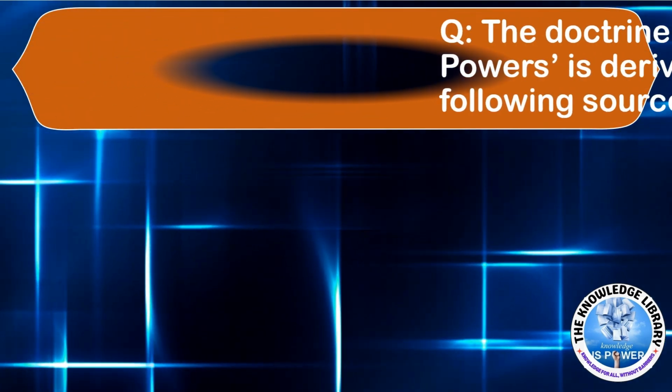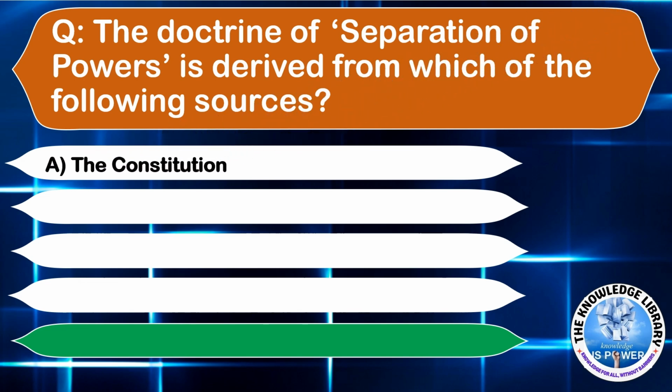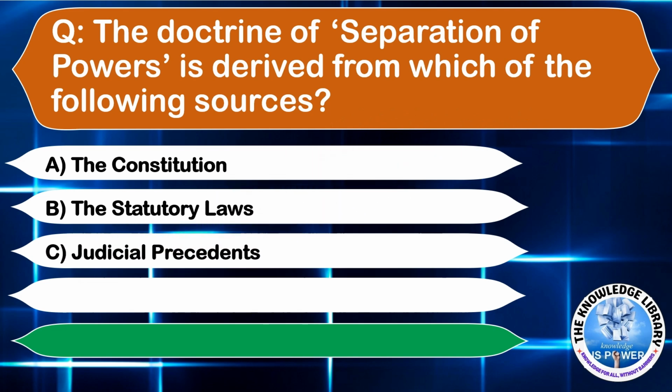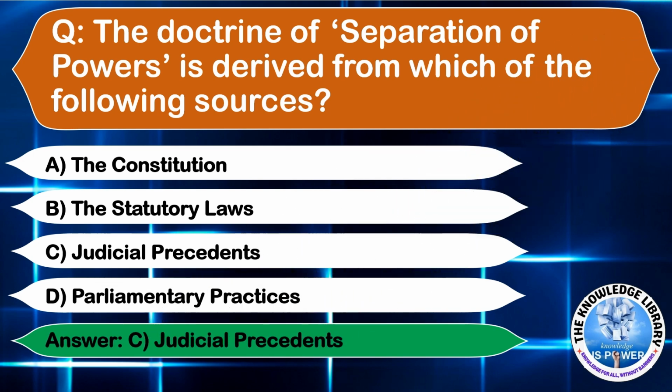The next question is, the doctrine of separation of powers is derived from which of the following sources? Option A, the Constitution, option B, the statutory law, option C, judicial precedents, option D, parliamentary practices. Correct answer is option C, judicial precedents.